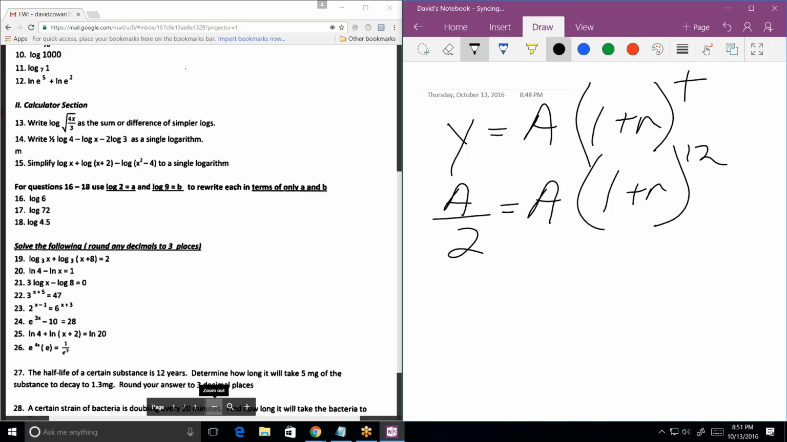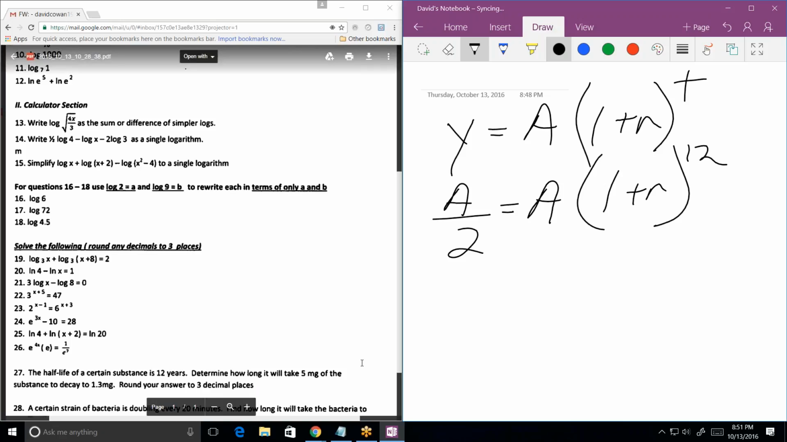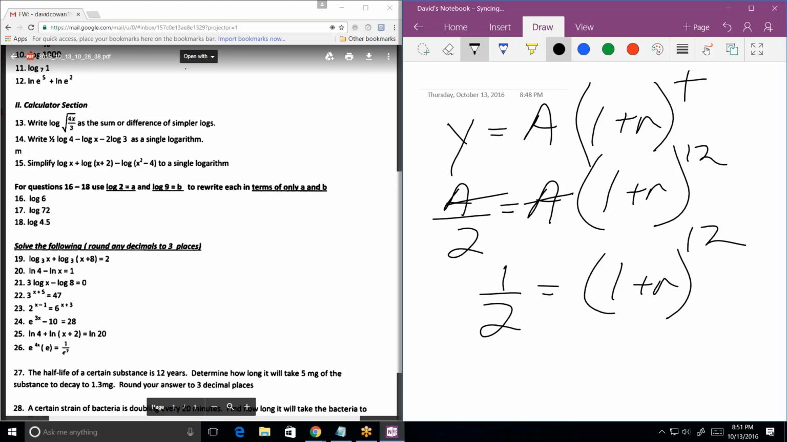In other words, no matter what the original amount was, it turns into half of what it was in 12 years. And now the a's cancel. So I get 1/2 is equal to 1 plus r to the 12th power. That's only got one variable in it. I can solve for r.